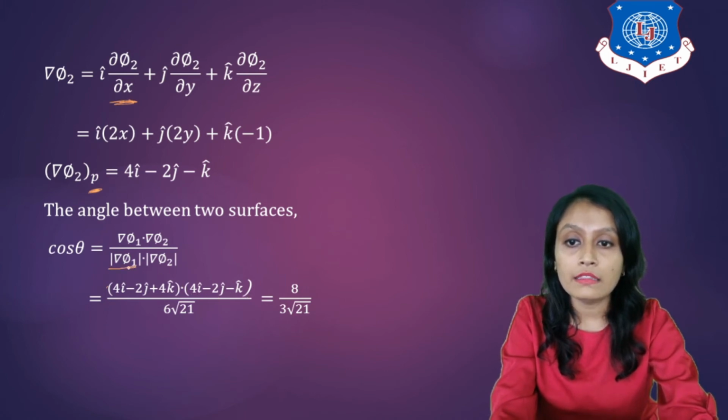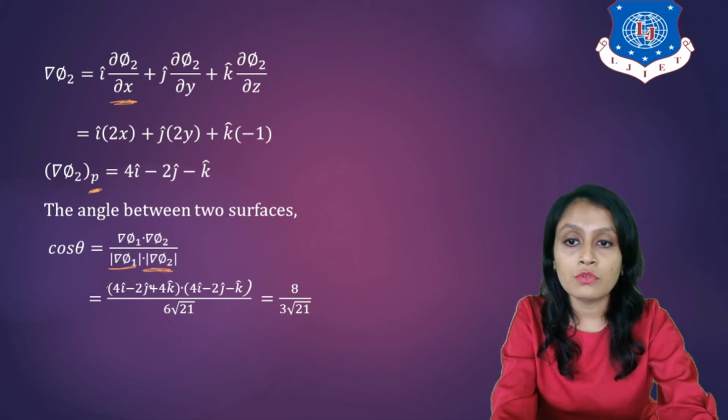Now the length of gradient of phi 1 you will get from under root 16 plus 4 plus 16. So you will get, on simplification, 6. And the length of gradient of phi 2 you will get by the formula under root 16 plus 4 plus 1. On simplification you will get under root 21.